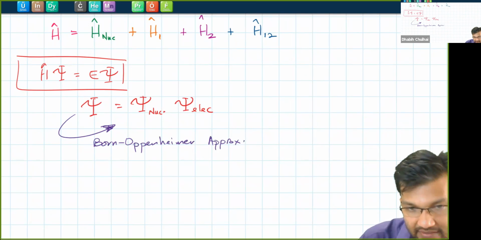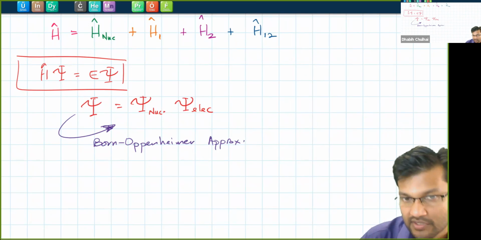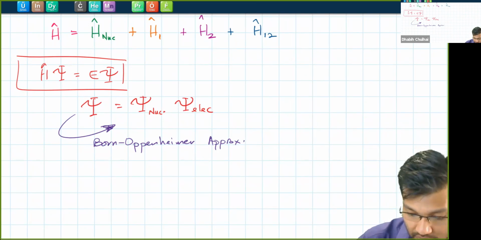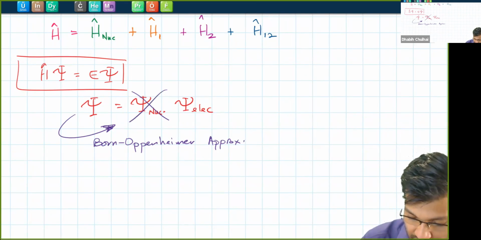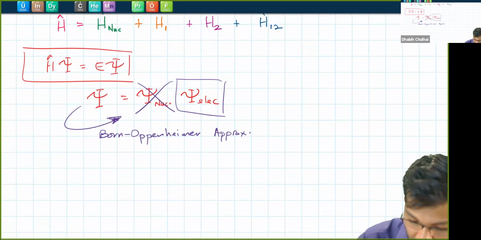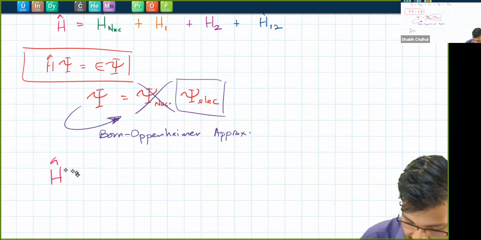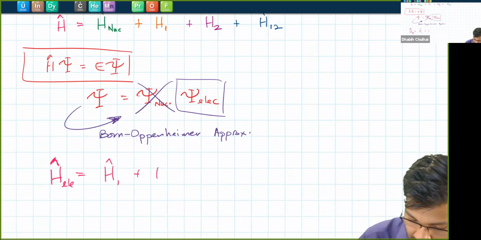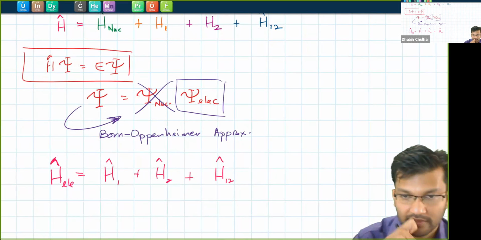And we say that the nuclear motion is so slow compared to the electrons that we can ignore it. So we separate it out into two parts and we're going to ignore the nuclear motion. All we're going to be interested in is the electronic parts. So the only thing we're interested in here is the electronic Hamiltonian, which basically only has a Hamiltonian for electron 1, a Hamiltonian for electron 2, and then the interactions between electrons 1 and 2.